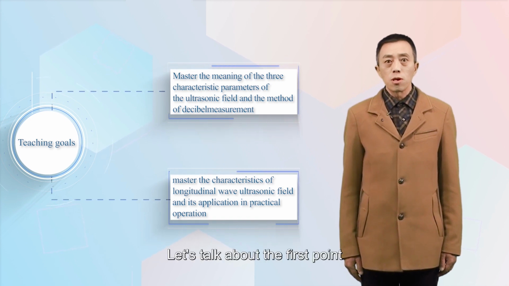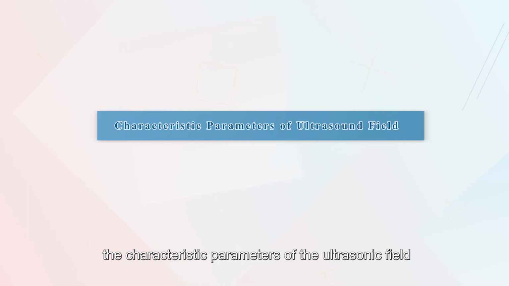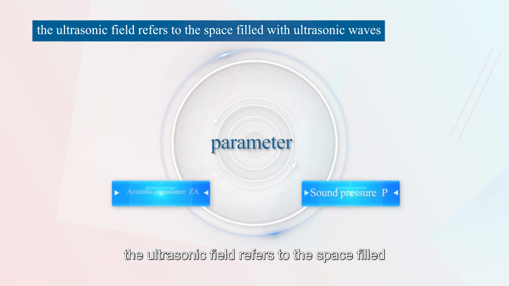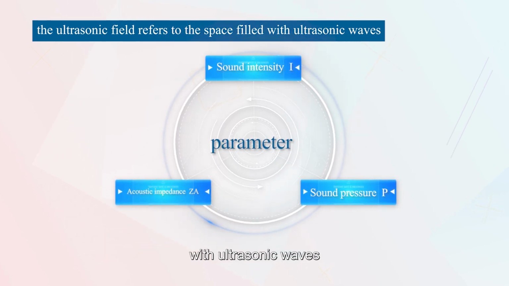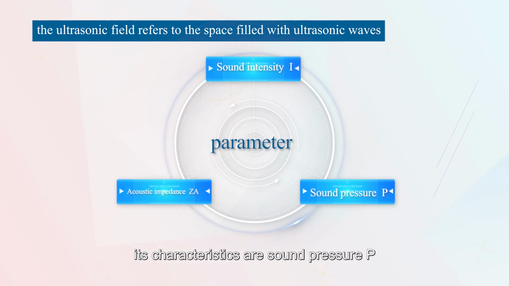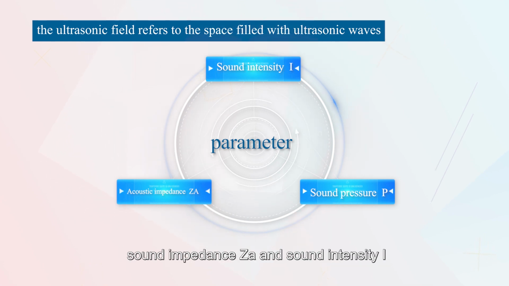Let's talk about the first point, the characteristic parameters of the ultrasonic field. The ultrasonic field refers to the space filled with the ultrasonic waves. The parameters that describe its characteristics are sound pressure P, acoustic impedance ZA, and sound intensity I.